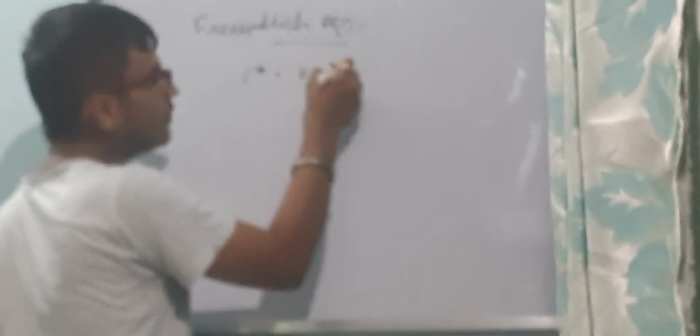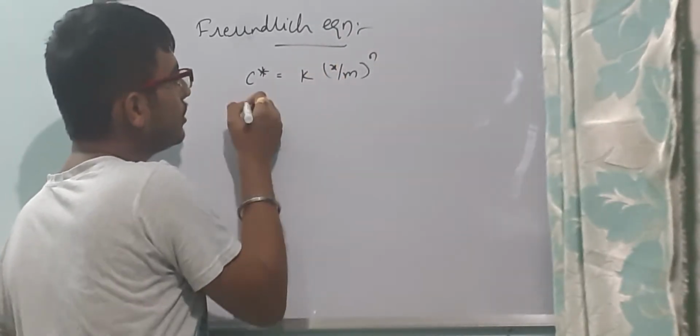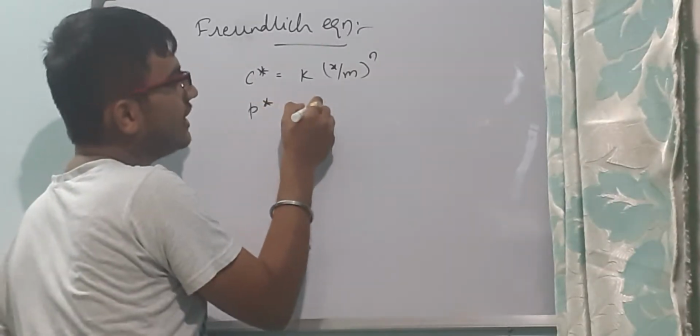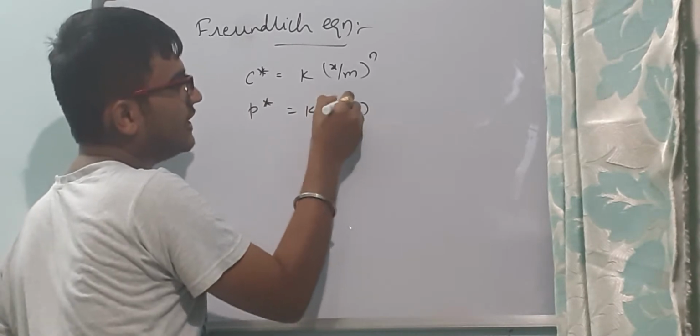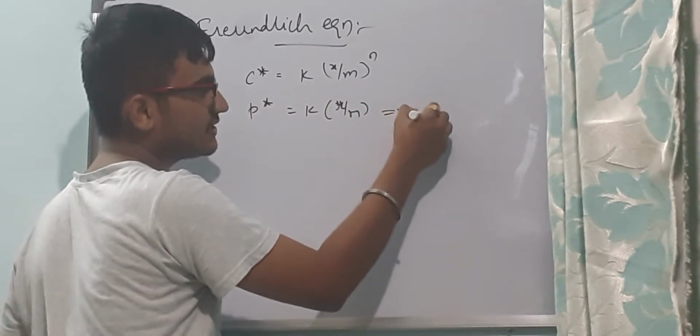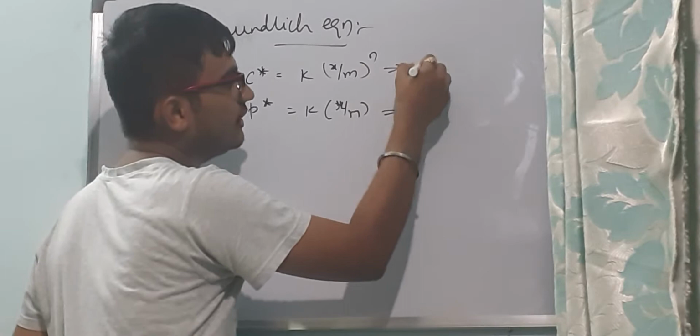Now, because of these isotherms, there is a relation known as Freundlich equation that has been developed from these isotherms, which is given as C star is equal to K into (x by m) to the power of n, and P star is equal to K into (x by m). This is used for liquids and this is used for gases.